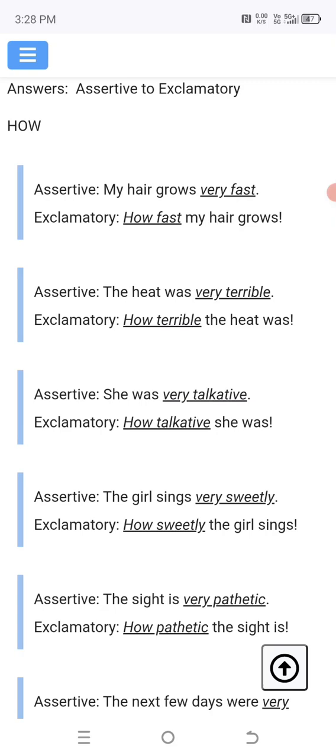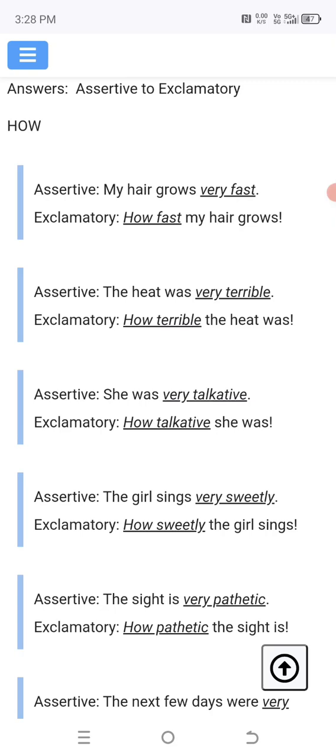First example, my hair grows very fast. Here in this sentence, the word very came. So we have to remove that word very, and we should begin our sentence with the word how. So how fast my hair grows is the correct answer of this sentence.